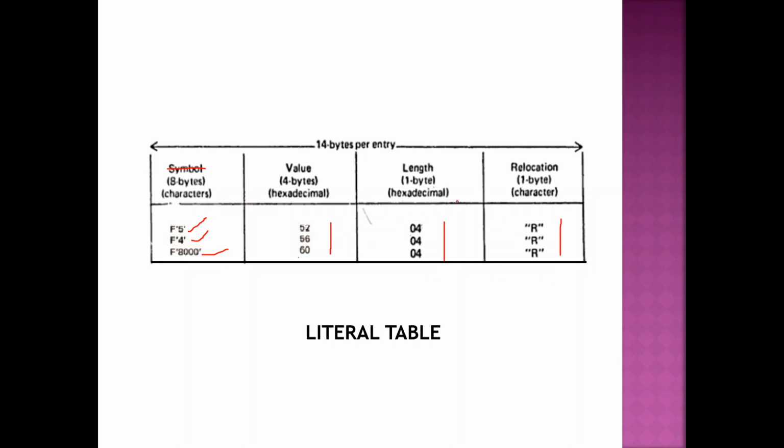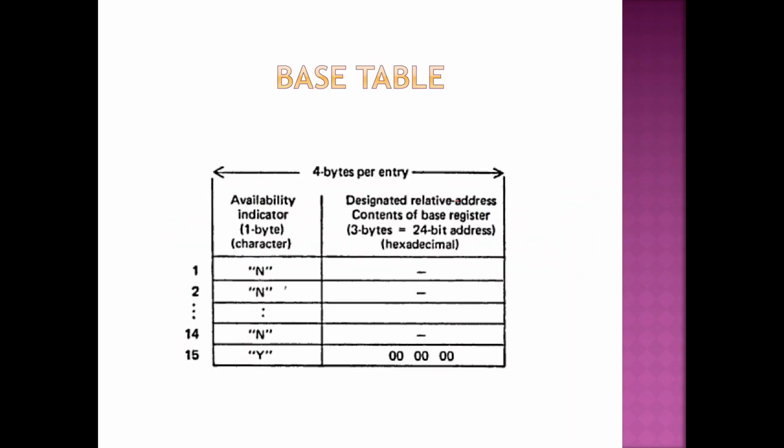So far we have discussed the MOT table, POT, symbol table and literal table. The last table is called the base table. Here you say which is your base register. All the registers will be there, for example register 0 to register 15, and I say which register I am going to use as the base register. If 15 is the base register, I say no for everything, and at 15 I say yes. And I say what the relative address is. This is going to be the contents of the base register, which will change once it is loaded.